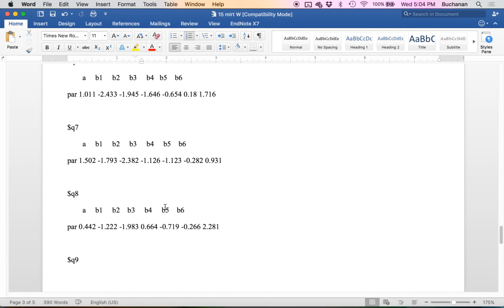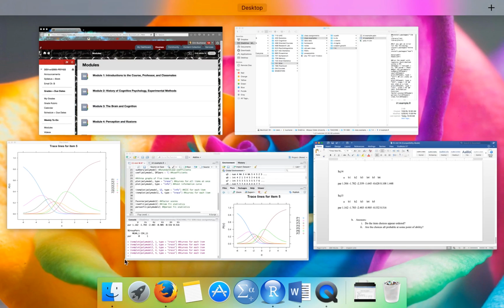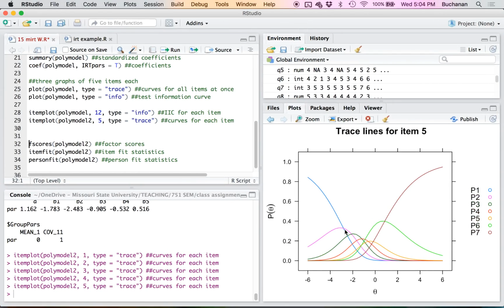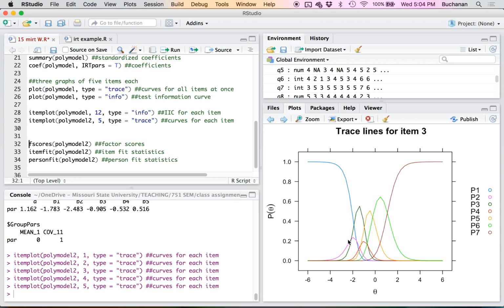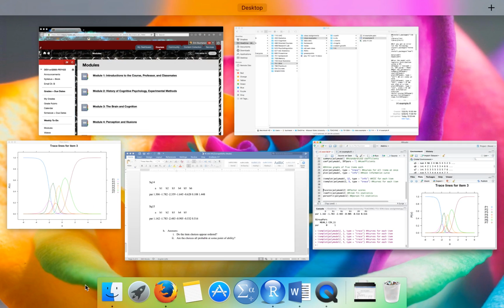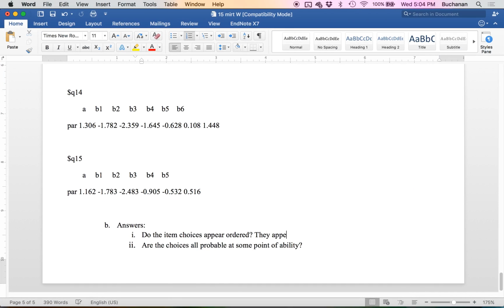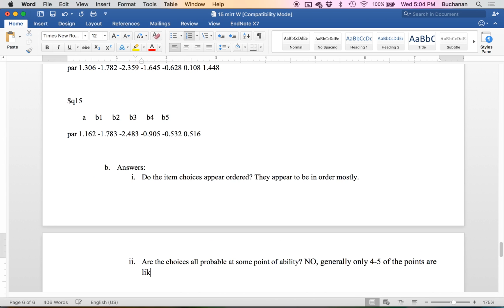We definitely have some problems with maybe not ordering. Ordering seems to be okay. So 1, 2, 3, 4, 5, 6. So they appear in order. Like the curves are in order from each other, but we definitely have some problems where they're not all peaking. And this is where I would say the choices are not all equally probable, or not all most probable at some point. So generally only 4 to 5 of the points are likely at some point.